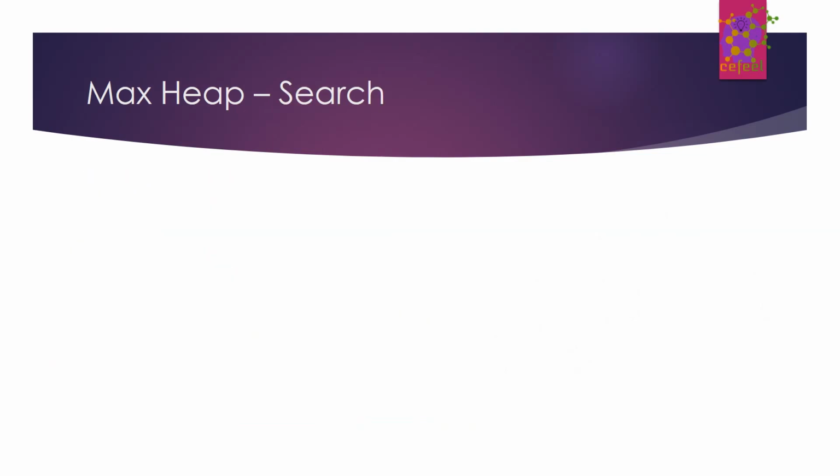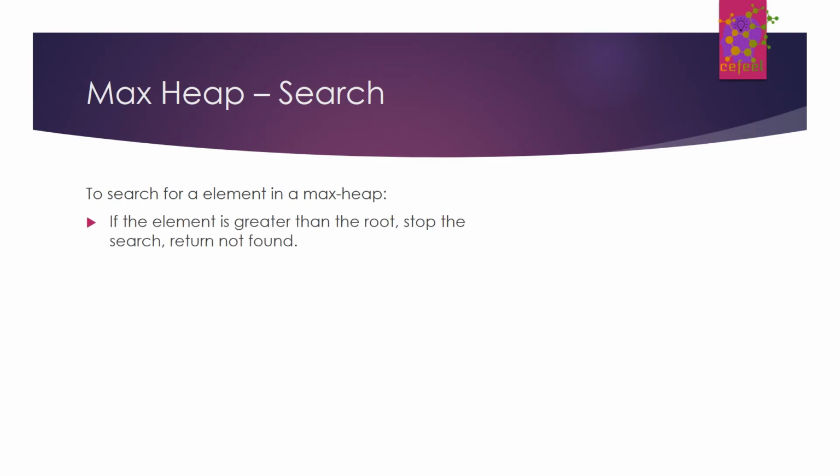So now let's move ahead and see the next operation, which is search. Search in a max-heap behaves something like a linear search in an array, not an algorithm. So to search for an element in a max-heap, what do we do? The simplest strategy is to compare it with the root first and check if the element is greater than the root. Now it's a max heap.